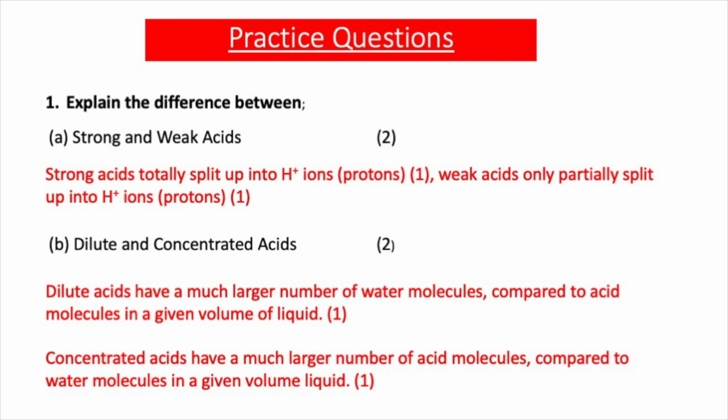And for part B, a dilute acid has a much larger number of water molecules compared to acid molecules in a given volume of liquid. 1 mark if you said that. While a concentrated acid has a much larger number of acid molecules compared to water molecules in a given volume of liquid. 1 mark if you said that.